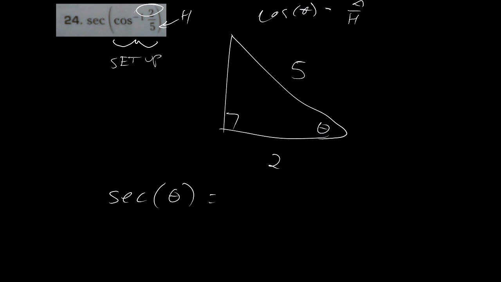And it's asking us what is secant of that. Well, secant is equal to 1 over cosine of theta. And we know cosine is equal to adjacent over hypotenuse. So this is going to be equal to 1 over adjacent over hypotenuse. This is equal to 5/2. And there you have it.